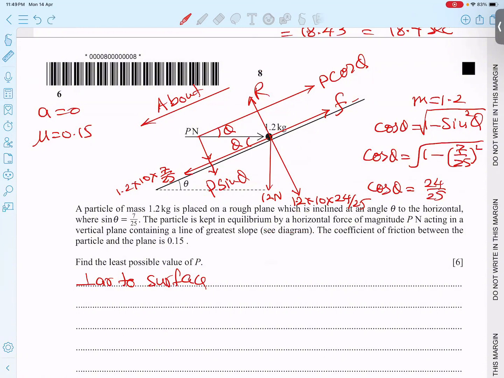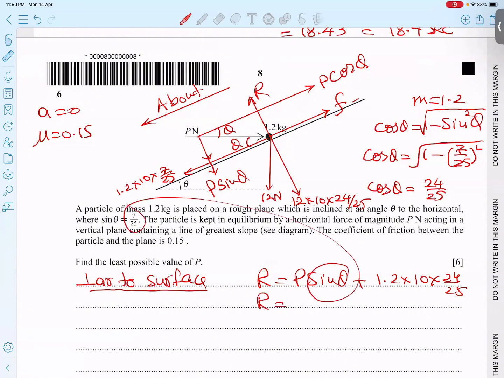So I think this part is clear. Perpendicular to the surface, R is equal to P sine theta plus 1.2 times 10 into 24 over 25. So this is done. Now I'm plugging in the values. Values are very clear. Sine theta value is this, so I'm writing here 7P over 25. And this I'm typing in the calculator: 12 times 24 over 25, which is coming to 288 over 25. In this way, the question becomes a bit easier.